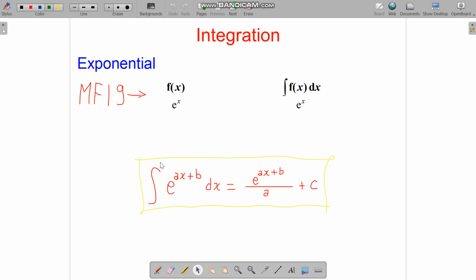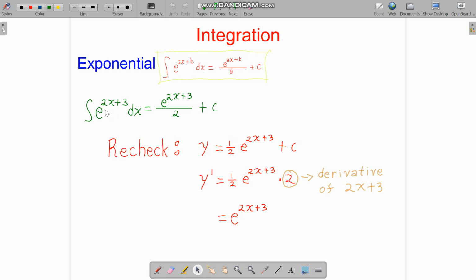So this is another form. If the power is not a simple x, if it's like 2x or 2x plus 3, actually we have to divide by the derivative of the power. So in differentiation, we multiply by the derivative of the power. In integration, we divide by the derivative of the power. For example, e to the power of 2x plus 3, we get exactly the same thing, but we divide by the derivative of the power, or by these two here, and we can recheck by differentiating our result here.